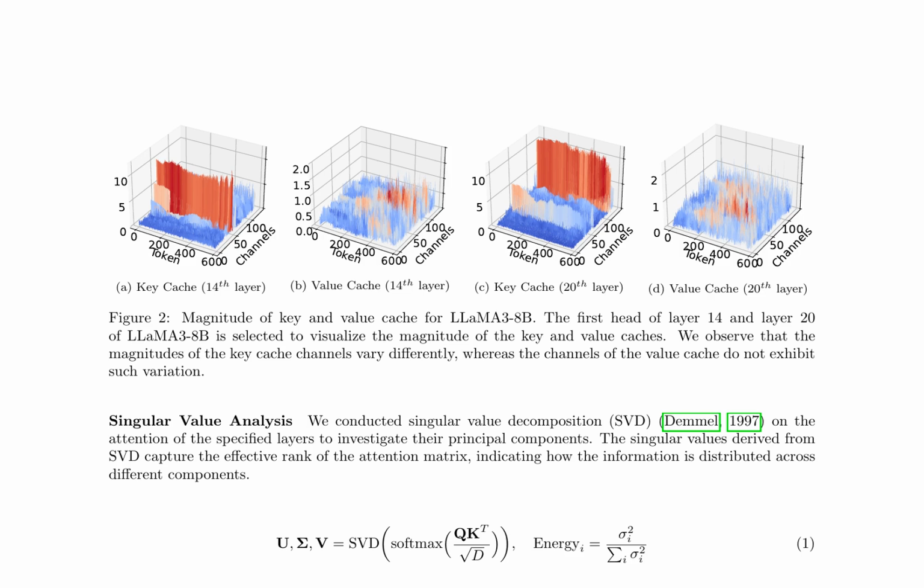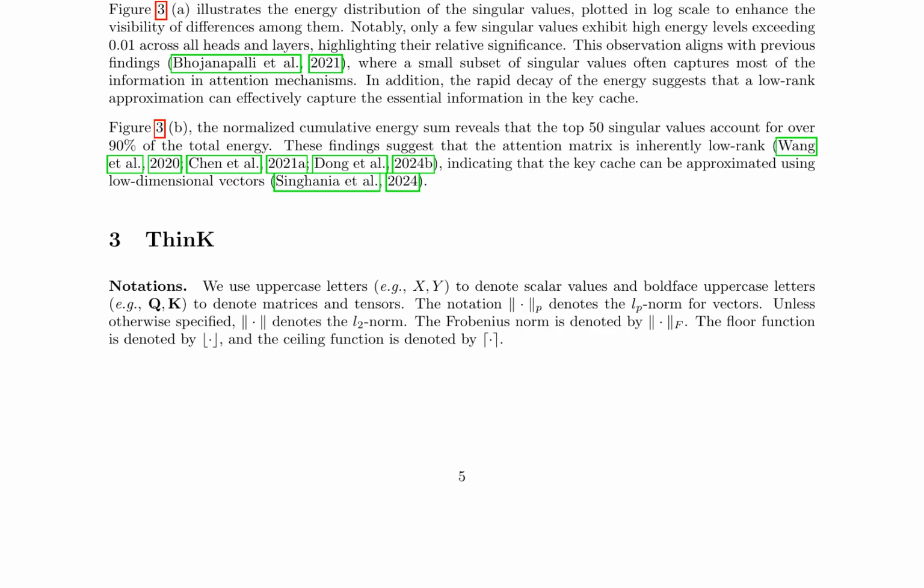The normalized cumulative energy sum shows that the top 50 singular values account for over 90% of the total energy, further supporting the low-rank nature of the attention matrix. The paper also presents a preliminary study of KV cache optimization, highlighting the challenges in managing large-scale models and the need for efficient memory utilization strategies.